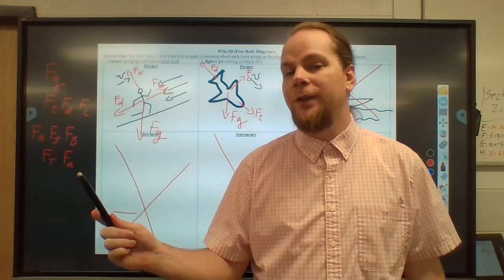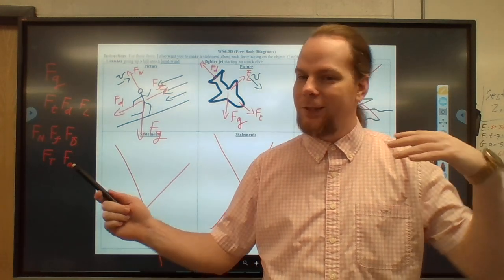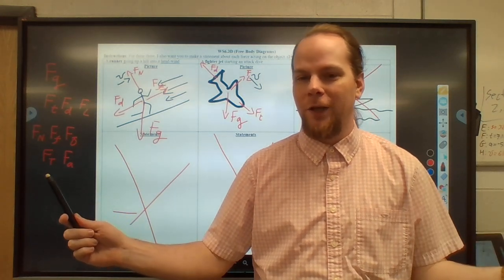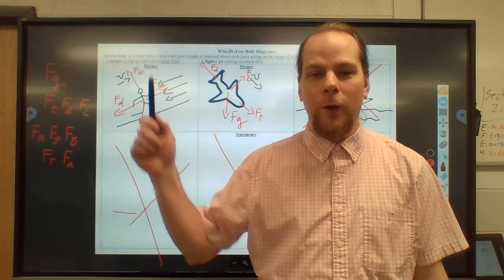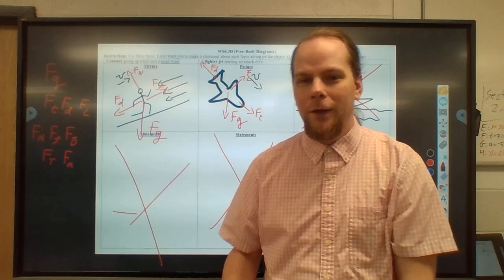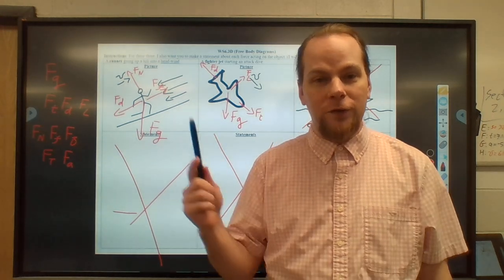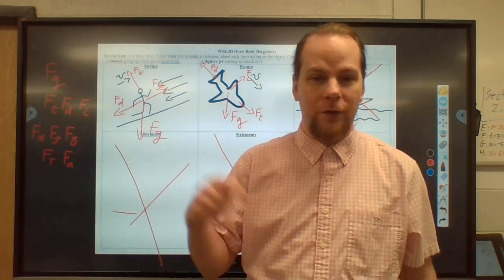Then we have tension and applied. Again, there's no string here, so we're not going to have any tension. Applied, unless there's a guy hanging onto the wing who would be pulling on the wing, there's no applied force here. So it's just going to be these four this time.